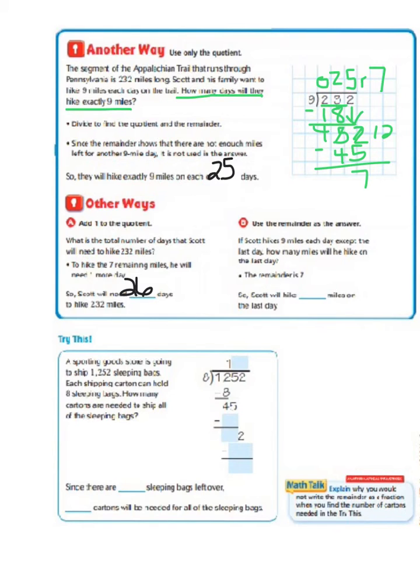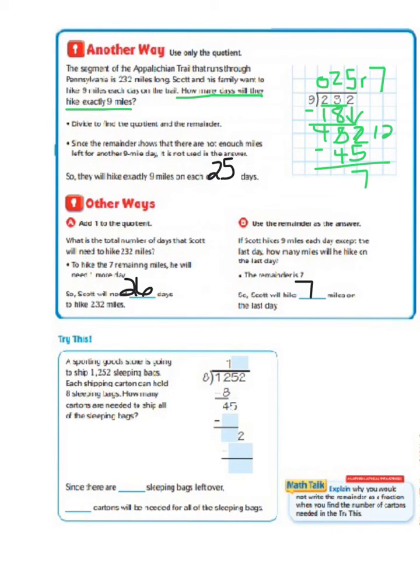Now, the last way that we need to look at it is to use the remainder as the answer. So if Scott hikes 9 miles each day except the last day, how many miles will he hike on the last day? Well, that's where our remainder comes in, because on that 26th day, we need to figure out how many miles he will hike, since he's not hiking 9 miles. And the way that we find that out is to use our remainder. So Scott will hike 7 miles on the last day.